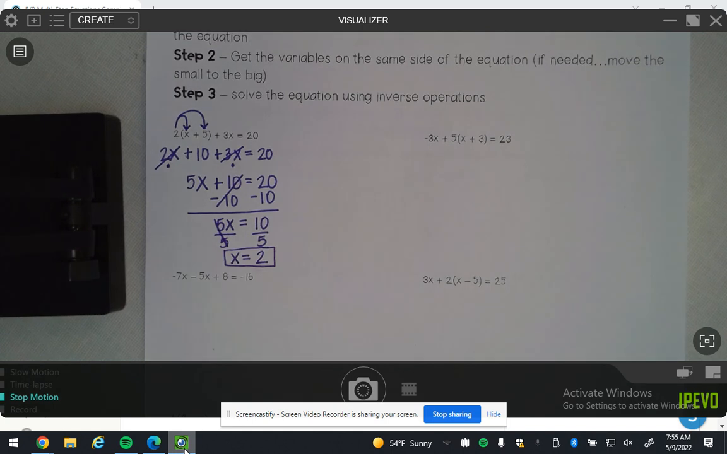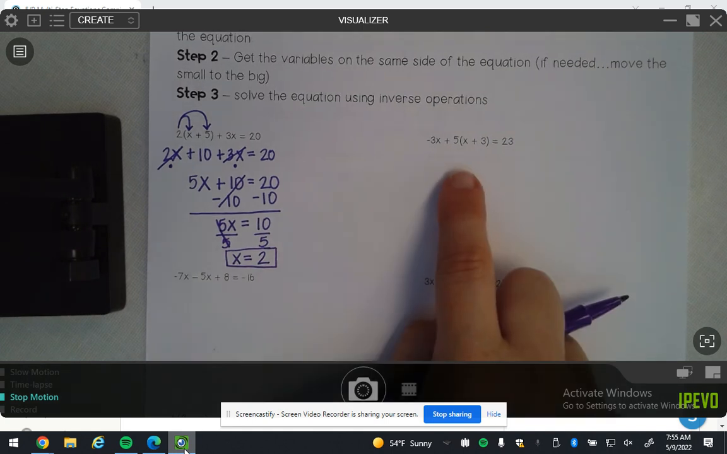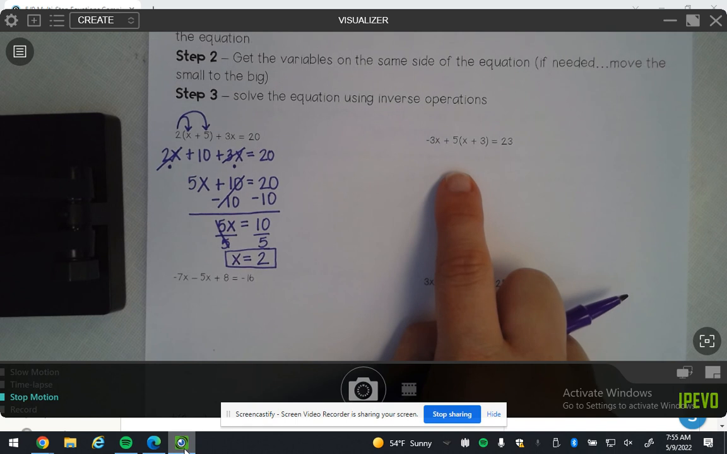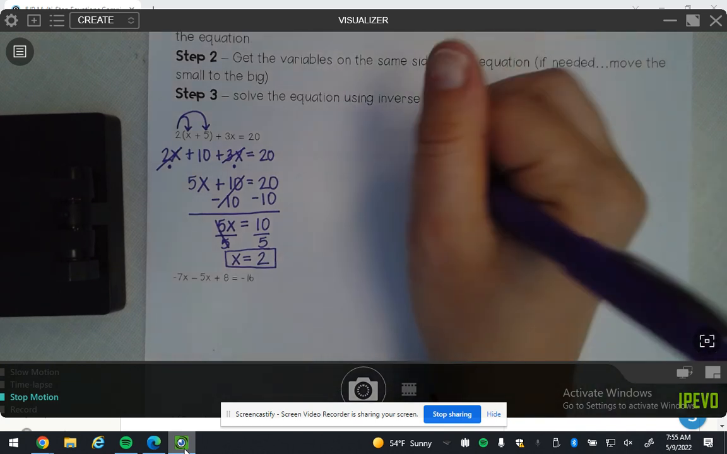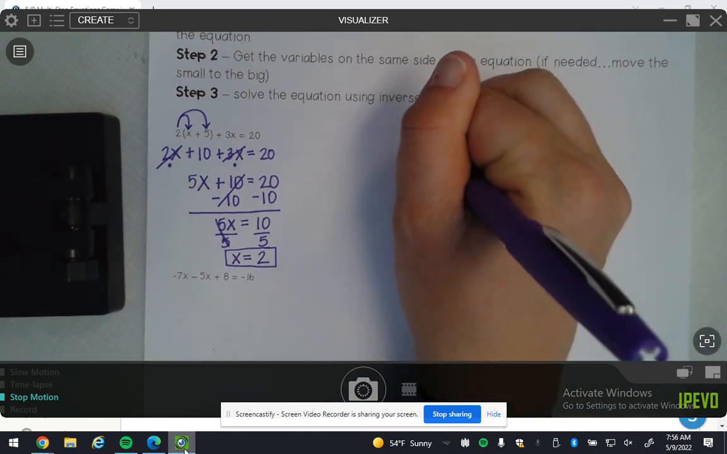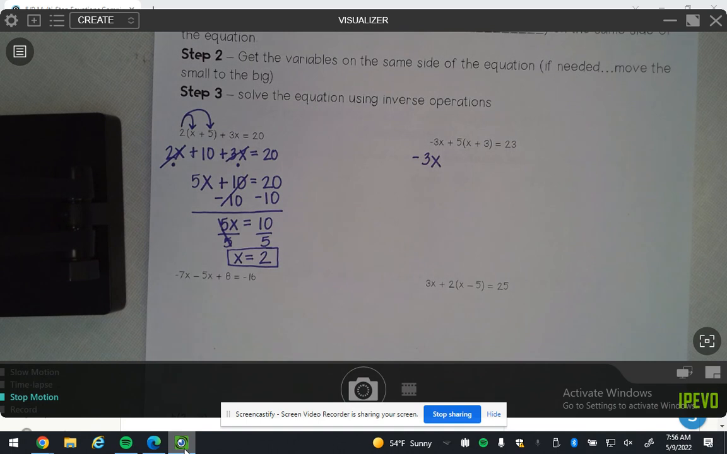Okay, now I'm going to have you guys do this next one. Get rid of your parentheses first. What's in front of my parenthesis? 5. What do I do with this negative 3x? Just bring it down for a second, okay? Do that first step. Distribute first, please.